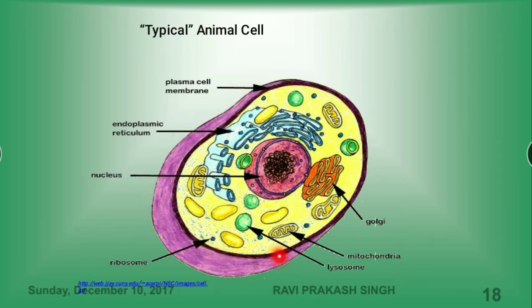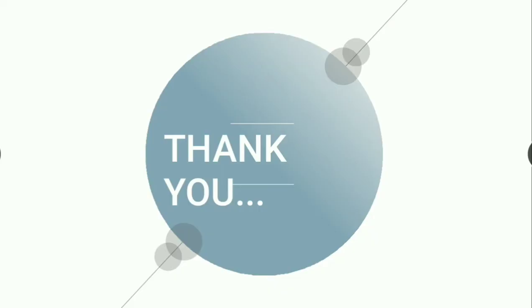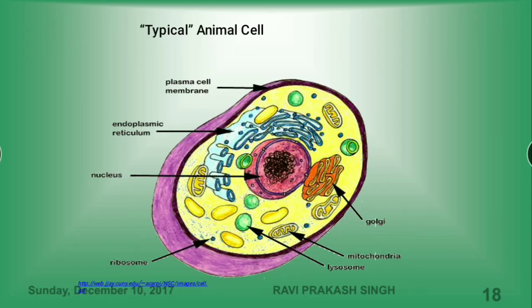Okay, this is plasma membrane or cell membrane. In this, the yellow colored part is cytoplasm, and in that you can see the organelles. All organelles are there. You can see the endoplasmic reticulum, mitochondria, then Golgi bodies, lysosome. All these things are there. So this is all about this lesson, cell structure and function. Hope you understood the lesson.